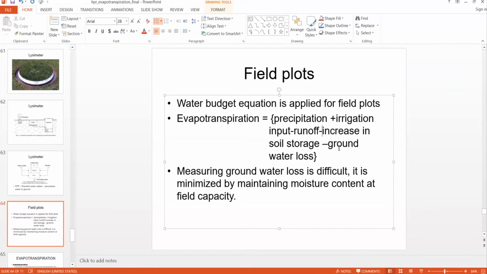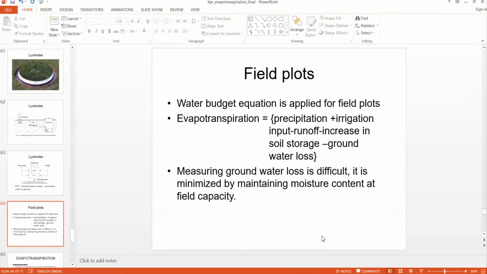This groundwater loss is very difficult to measure. Therefore, the water is maintained at field capacity, so the groundwater loss will be zero. So always the water is maintained at field capacity. Therefore, evapotranspiration is equal to precipitation plus irrigation input minus runoff. That gives evapotranspiration in the field plot.